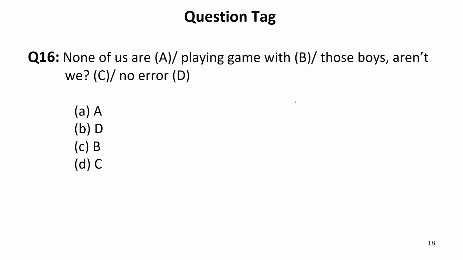Now let us move to the next one. None of us are playing game with those boys, aren't we? Now none of us makes this statement negative because none is a negative word. So the statement is negative, the question tag has to be positive. So this aren't is incorrect, it should be are we. So the error is again in part C, that is option number D. So our answer is D.